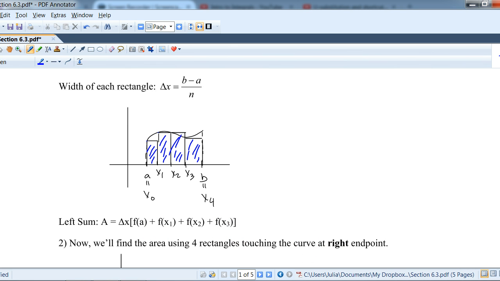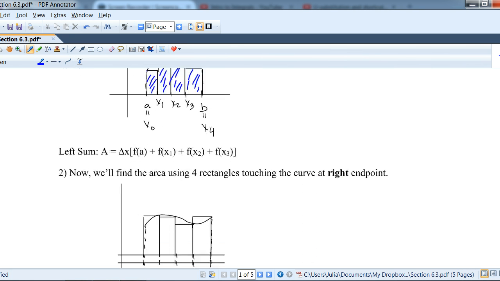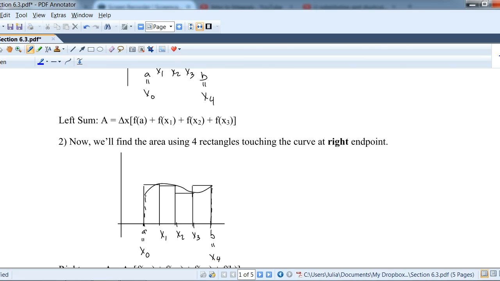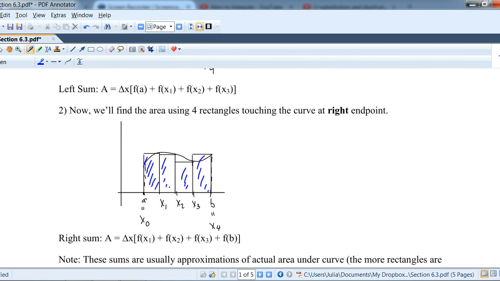And now you can also do the same thing with the right endpoint. It doesn't matter which one you use because each one's an approximation. Actually, if you average both of them, you'll probably get a more accurate idea. But here is the right sum. It's done very similarly. As you'll notice, there's 4 rectangles and you're trying to compute the area. Once again, some of them are sticking out. But how do we compute the right sum?